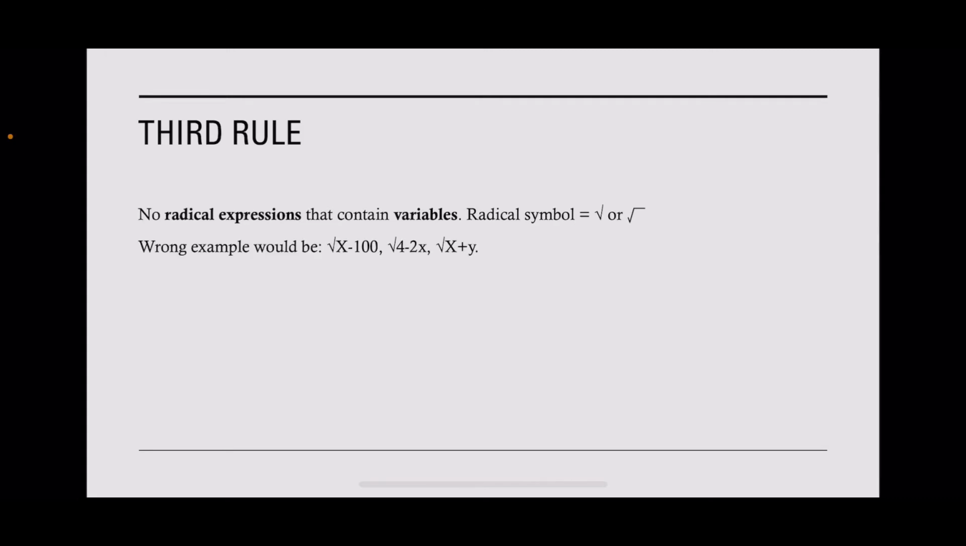One example for this would be square root of x minus 100, square root of 4 minus 2x, square root of x plus y. All of these radical expressions contain some variables, which is wrong. No variables allowed inside the radical expression. Correct examples would be square root of 4 minus 2, square root of 10 plus 5, square root of lots of number minus lots of number. So no matter how crazy it's going on there, as long as there's no variables, it's good to go.